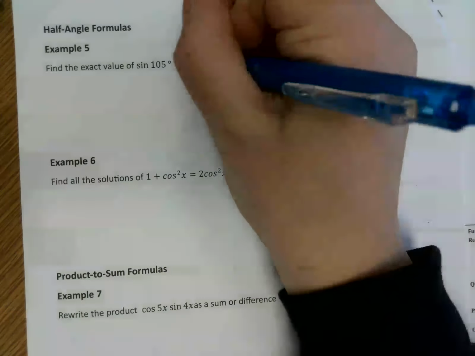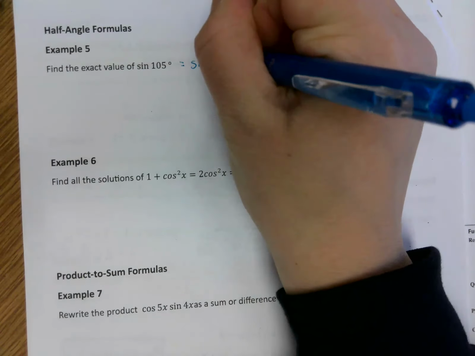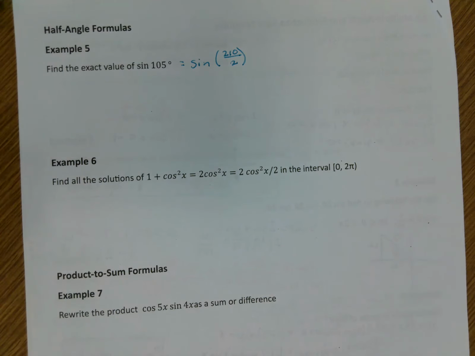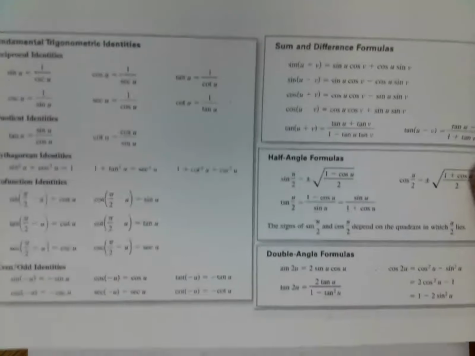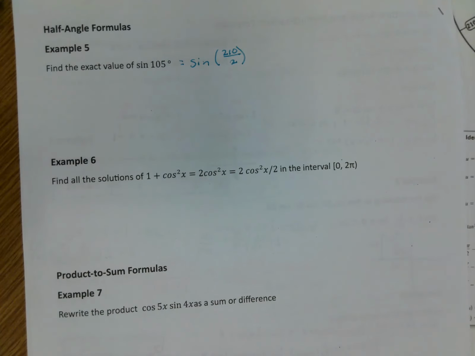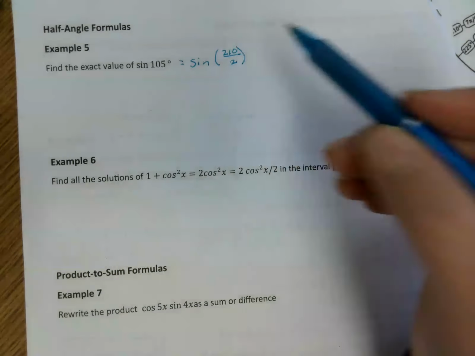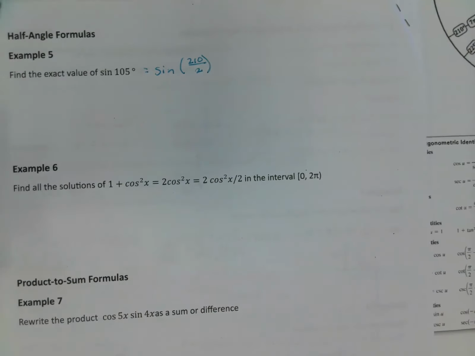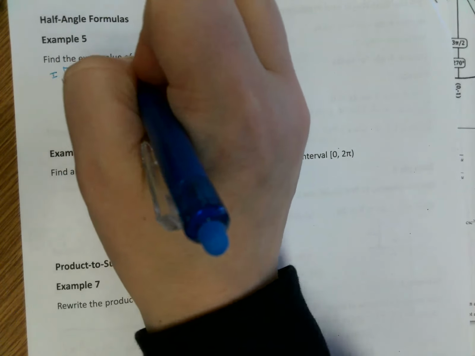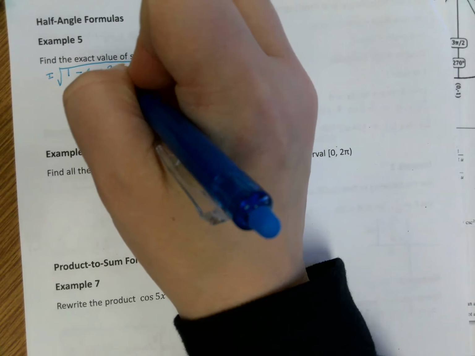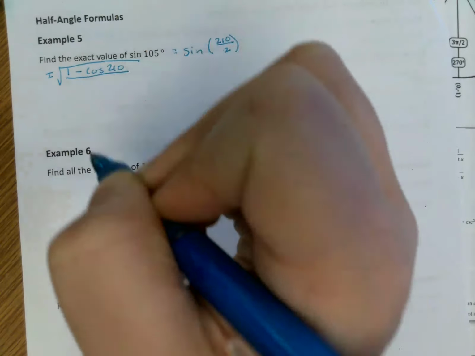So what if I rewrote this as the sine of 210 divided by 2? Now we can use that half angle formula for sine of u divided by 2. So it's a plus or minus. I'm rewriting this. Again, the u value is just the 210, if you look at your formula sheet, not the whole shebang. So I'm going to have my plus or minus the square root of 1 minus cosine u, where u is going to be the 210, divided by 2.